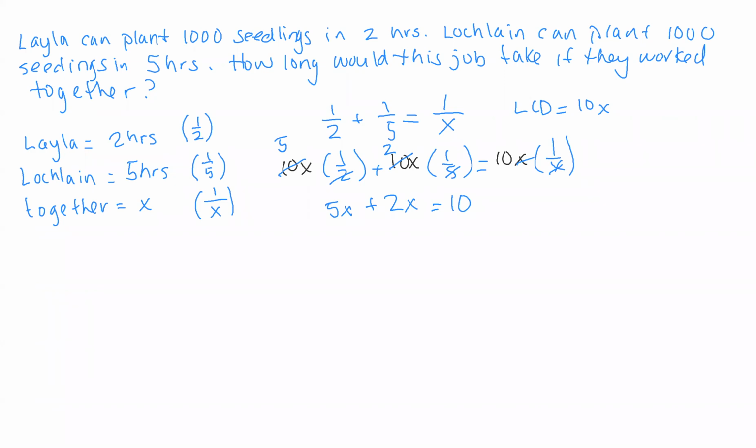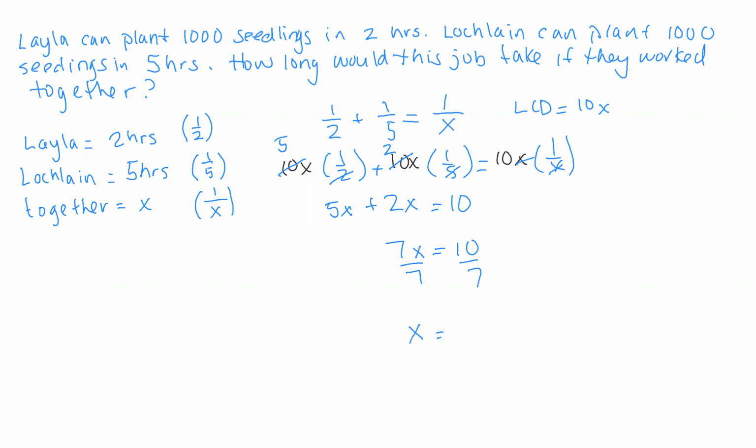So now what I've done is I've taken this rational equation and I've converted it to something linear. So with linear equations, you want to get all of your variables together, your constants together, and then you do a little simple step to solve. So I want to combine like terms. 5x plus 2x is 7x. 7x equals 10. I then divide by 7.